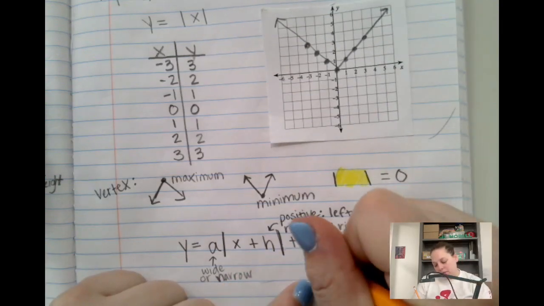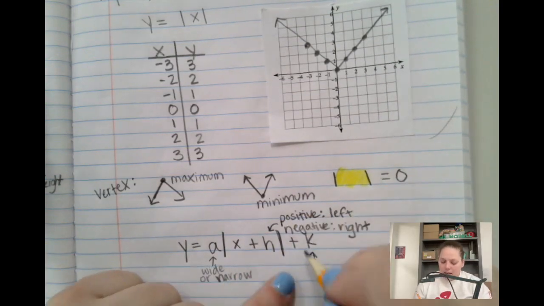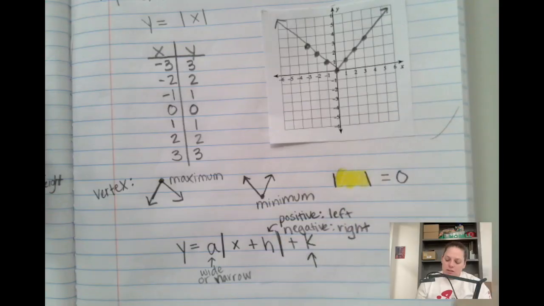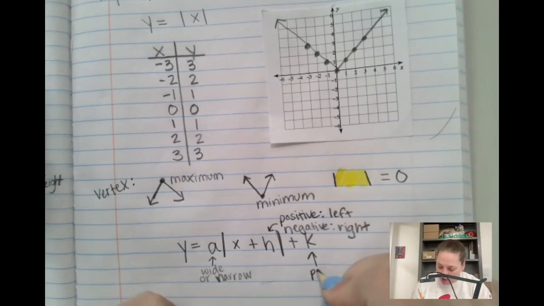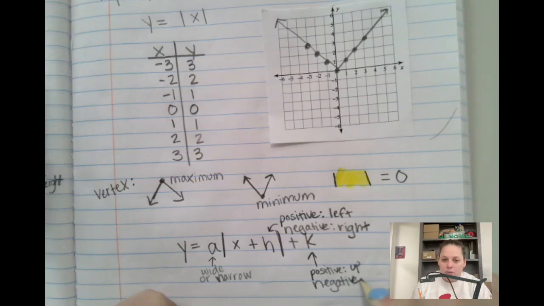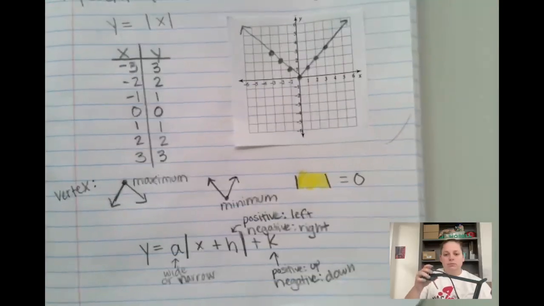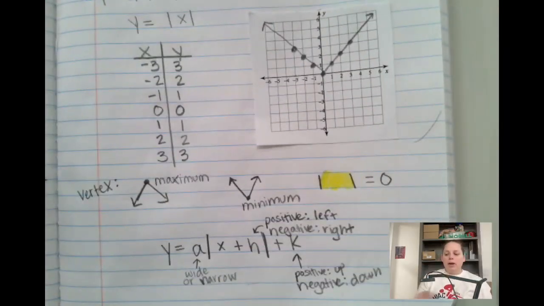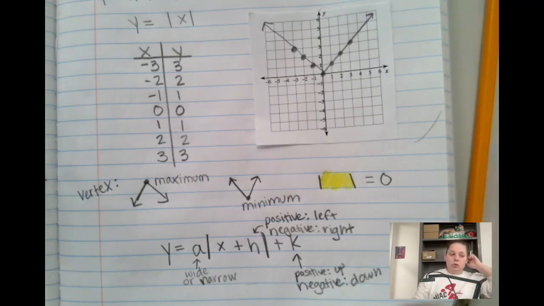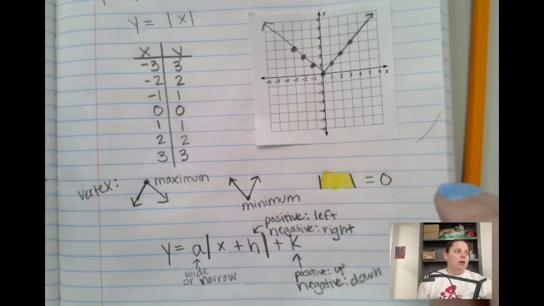All right, and then we have this k. K, because it's on the outside, it's telling us it goes up and down, and this one does follow our rules like normal. Positive means it's going up. Negative means it's going down. All right, so make sure you have that all written down. Remember, if you need to be pausing, rewinding, do that. All right, we do have 2 more examples.